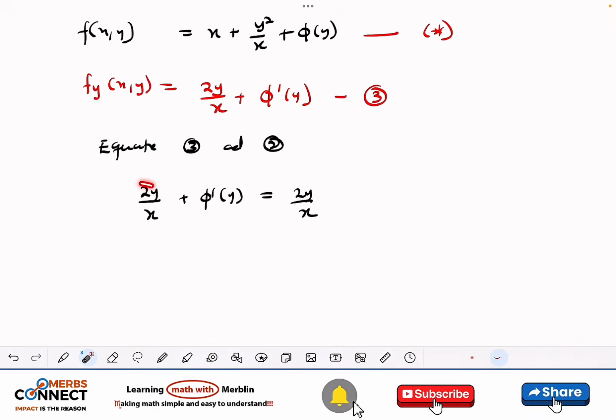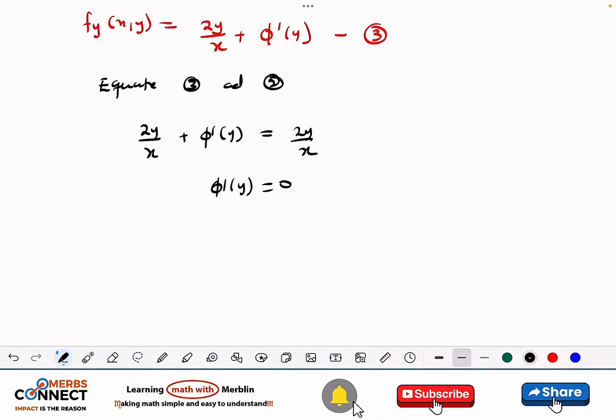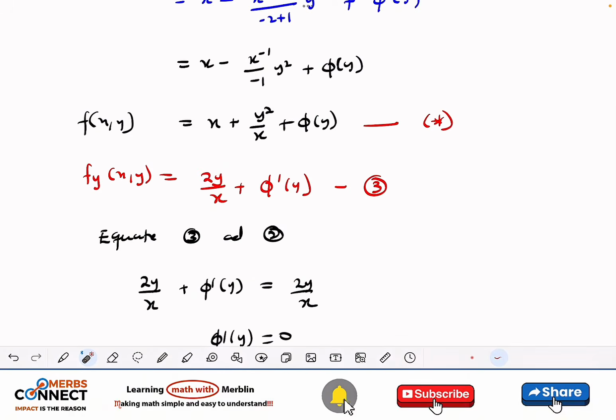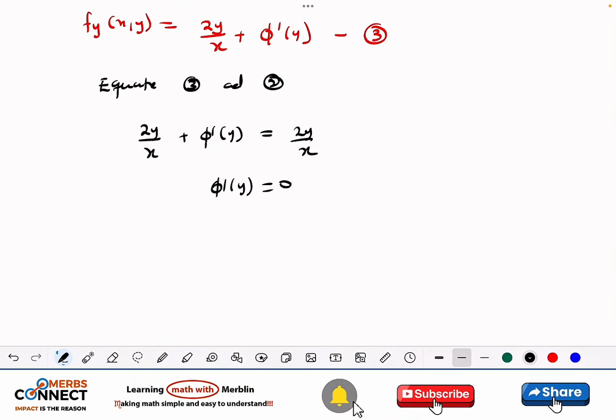Now when I move this one to this side, it becomes minus, so it will be 0. So I'm going to have phi prime of y equal to 0. So now from my equation star, I need phi of y. So I need to integrate this. So integrate phi prime of y, which is equal to the integration of 0 with respect to y. And phi of y is basically equal to a constant, because when I differentiate a constant, I get 0. Good.